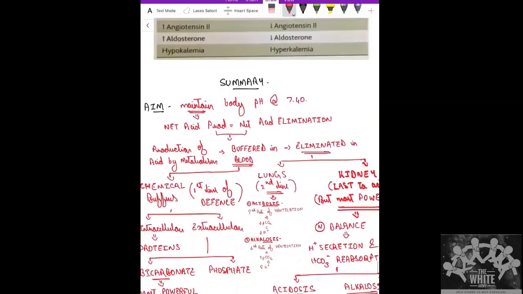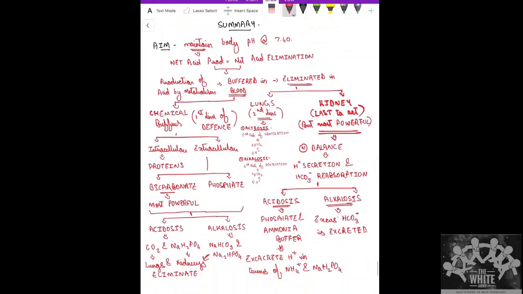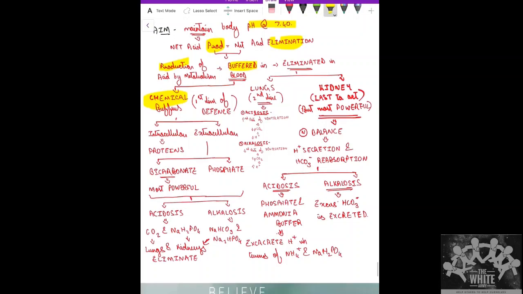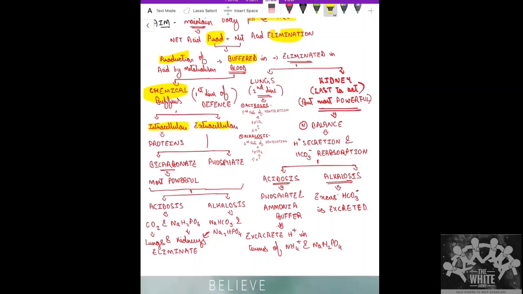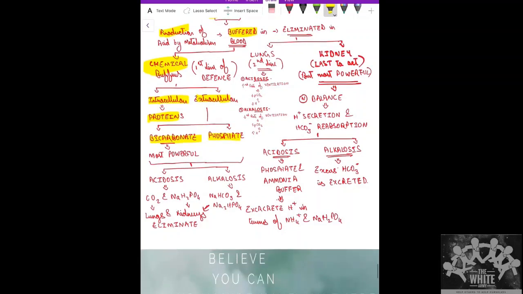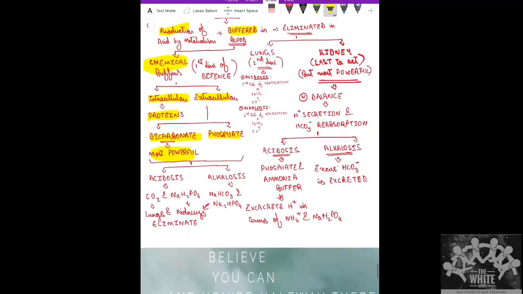And as the summary of the whole class, whatever we have read till today: what is the system's work? It is to maintain body pH at 7.4. How is it maintained? By equalizing production and elimination. Production is by pathological and physiological processes. Once the acid is produced, it is buffered in the blood. That is when chemical buffers come into the picture, the first line of defense, intracellular and extracellular. Intracellular are proteins, hemoglobin, phosphates, etc. Then extracellular are the bicarbonate buffer and phosphate buffer, with bicarbonate being the most powerful because of its high concentration.